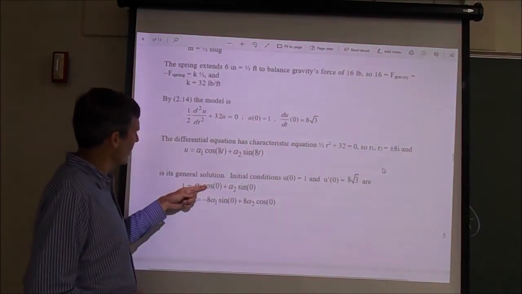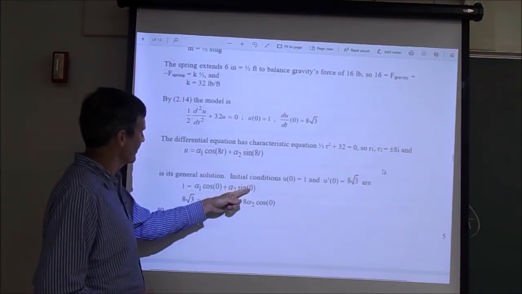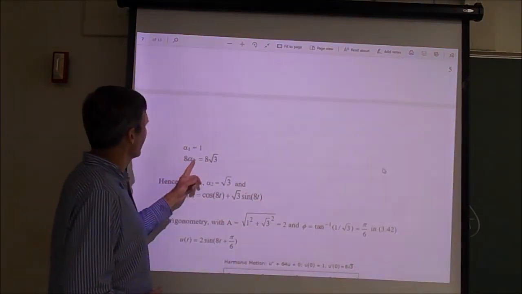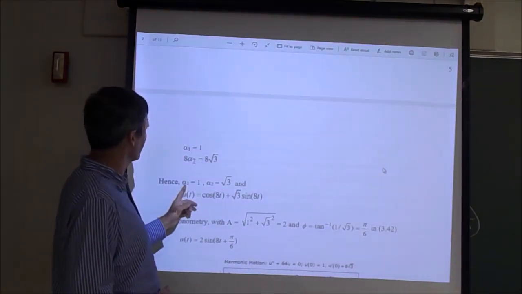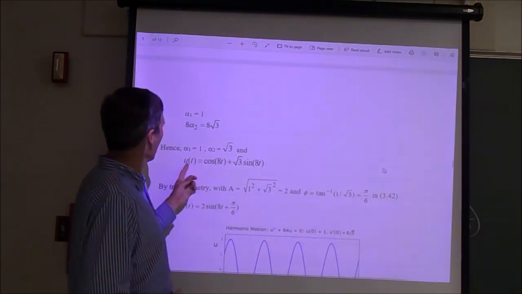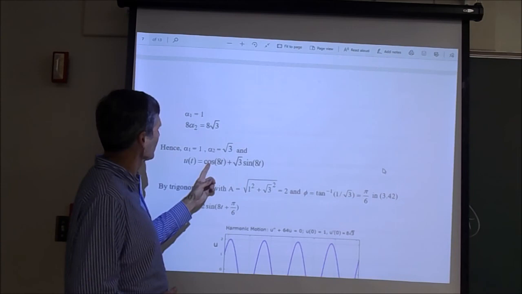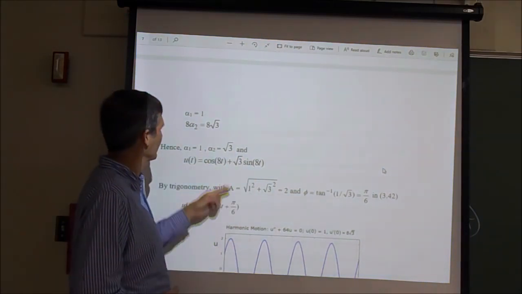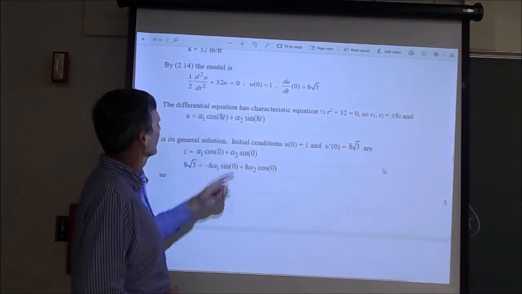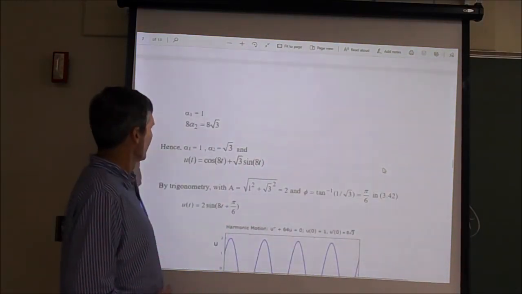Cosine of 0 is 1, sine of 0 is 0. So it reduces to this system: alpha 1 equals 1, 8 alpha 2 equals 8 square root 3, from which you deduce the constants alpha 1 and alpha 2 are 1 and square root 3. And the motion specifically is cosine 8t plus square root 3 sine 8t. Putting these two constants back into the general solution, I put them in here, and you get this.